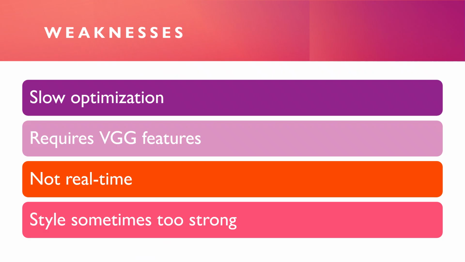Of course, the method also has some weaknesses. It is slow because each output requires optimization. Also, it cannot handle real-time video or large images efficiently. And style transfer sometimes fails for very complex styles. And also, it depends heavily on VGG19 features. Later, some research papers improved these limitations.